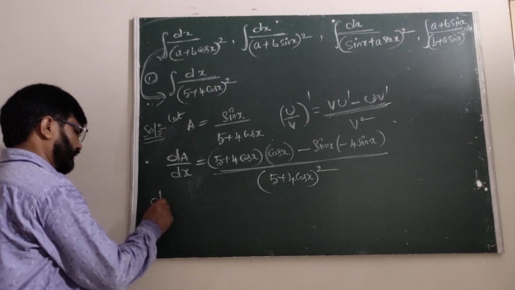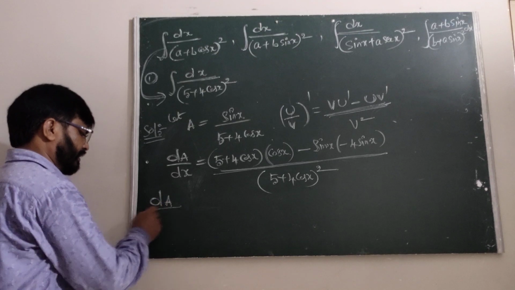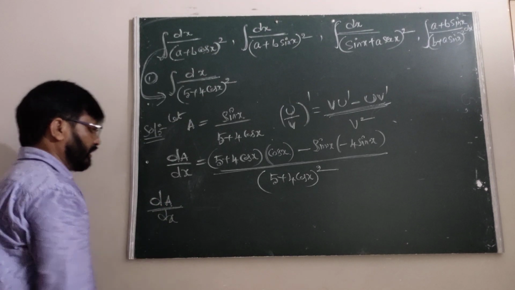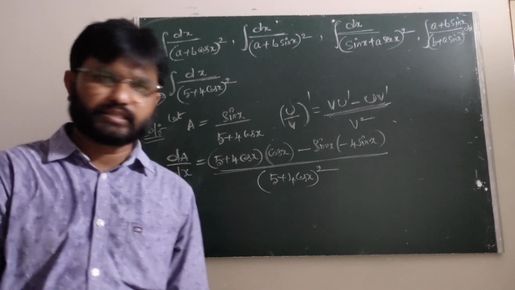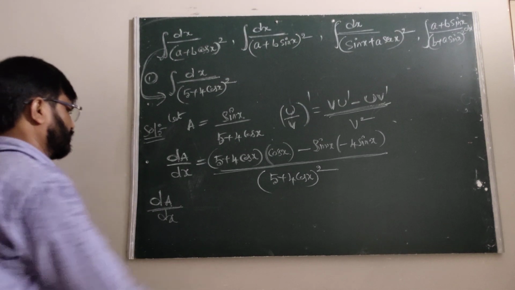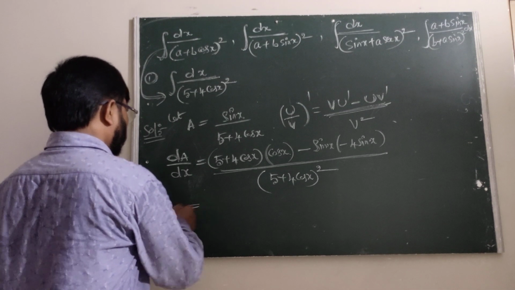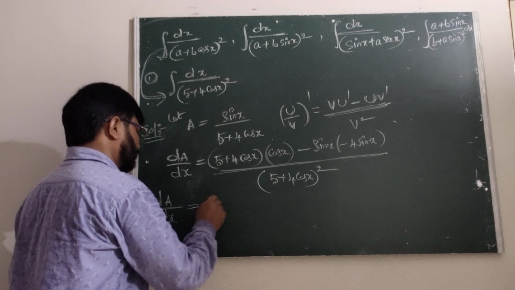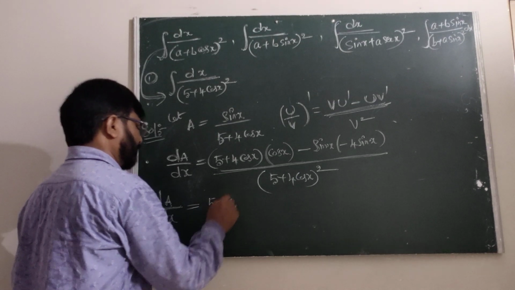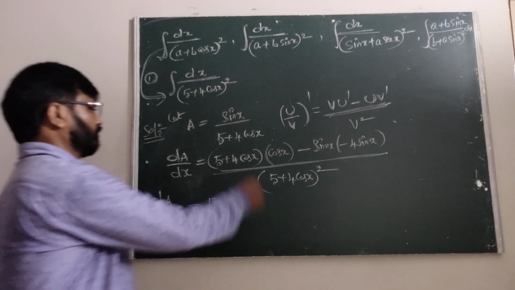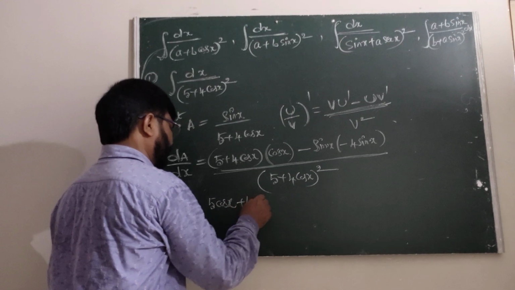Now this can be written as dA by dx. What is the remaining here? The dA by dx is, here we can write this one as 5 cos x. This is the 5 cos x. Therefore now this is the 4 cos square x.